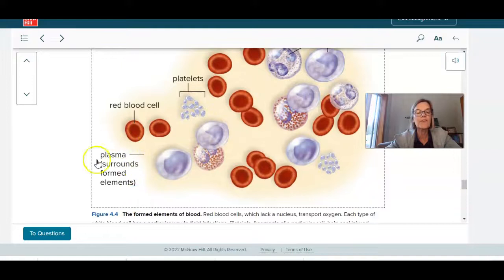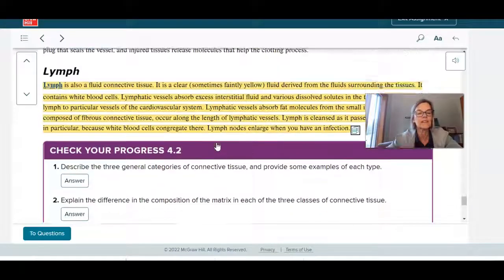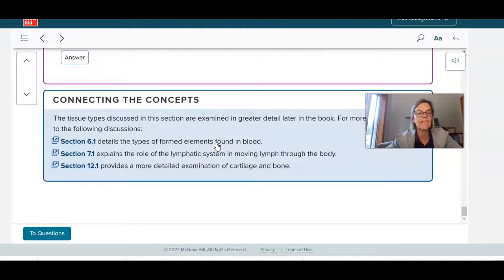And the fibers in the blood matrix, the plasma, only form when a blood clot forms. So under normal circumstances, healthy blood is not clotting. That only happens when we have to stop bleeding, when we have a blood clot forming. And that's what I have about connective tissue.